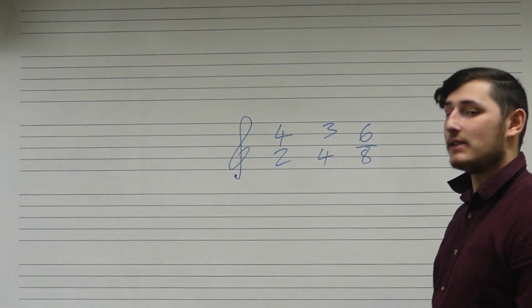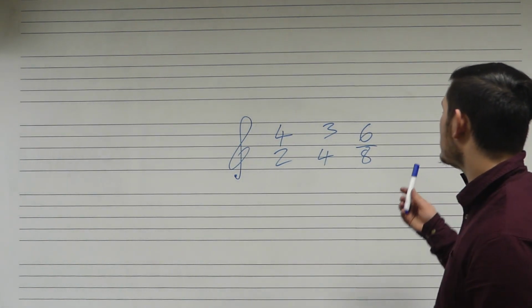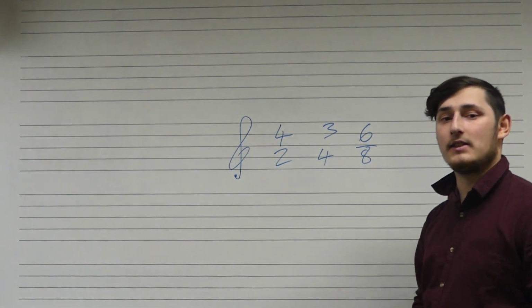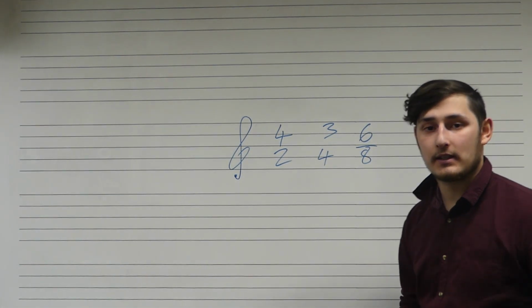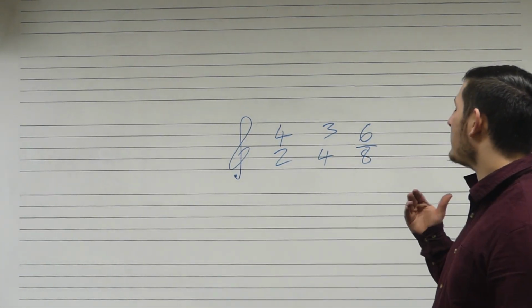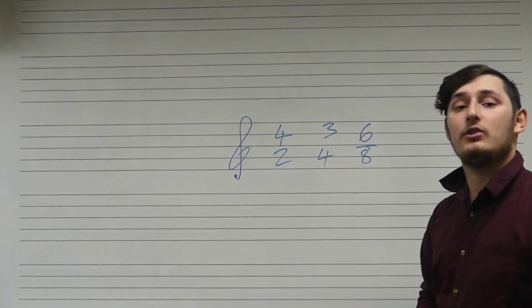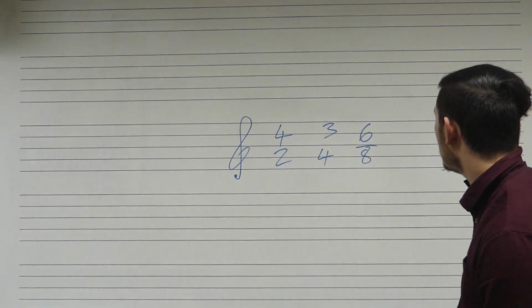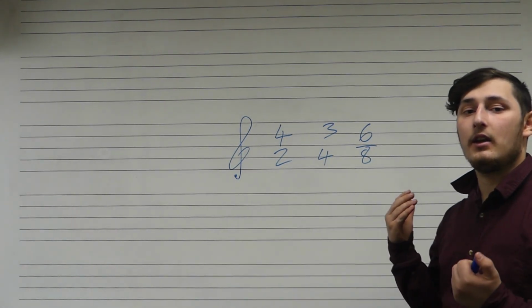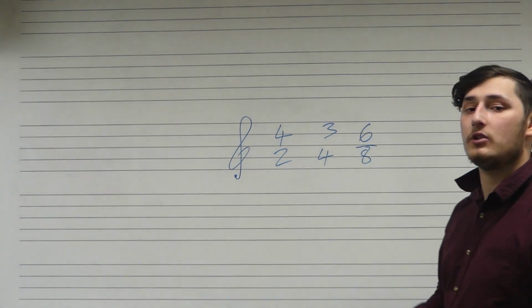Lastly, we have a 6/8. The 6 determines that this is a compound time signature. The 6 also determines that this is a triple time signature. So this is a compound triple time signature.